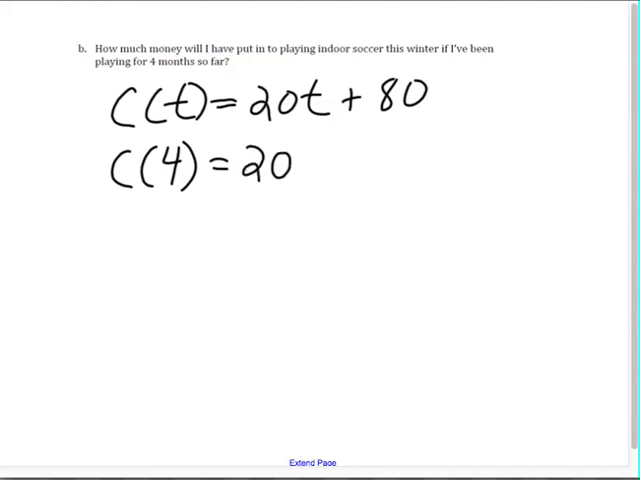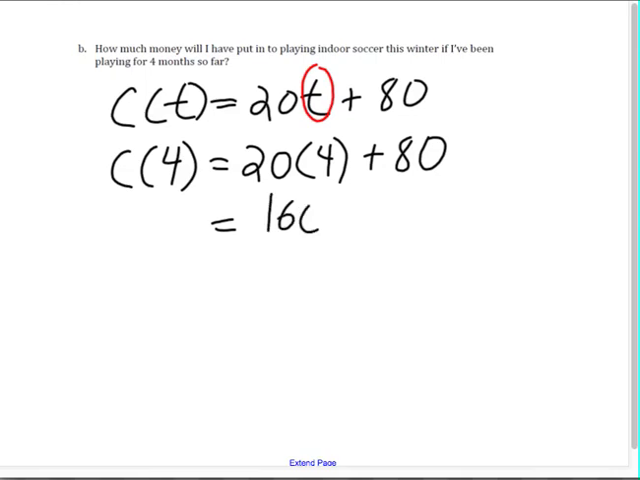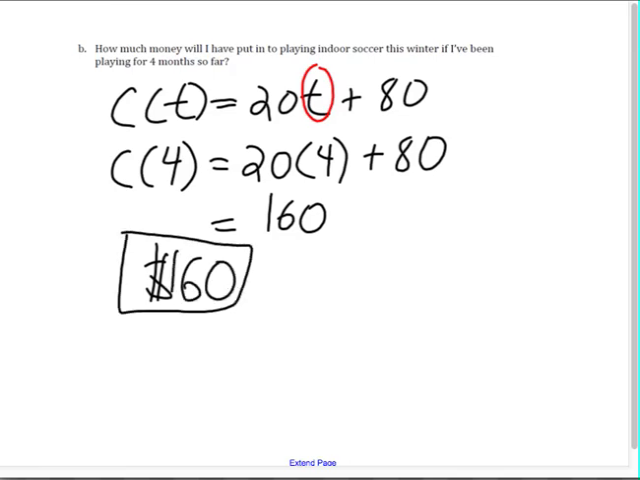Where I'm really plugging in is this T up here, which I'll circle in red. This T. So that is 4, okay? I'm plugging in 4 for T in 20T plus 80. So 20 times 4, 80, plus 80 is 160. Am I done? No, this is cost. Therefore, I am writing $160 for my answer.